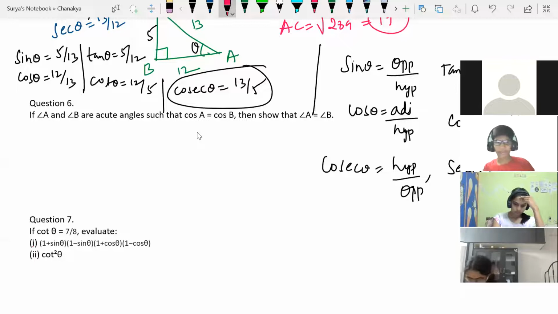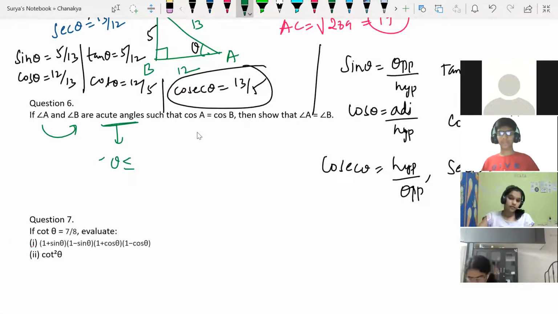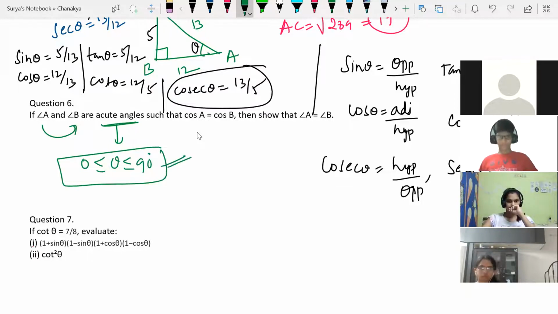Done, sir. Chalo, look at this. A and B are acute angles. Acute angle means what? Theta is supposed to be less than 90 degrees. I mean, theta can lie between 0 to 90 degrees. That is my acute angle. Such that cos A is equal to cos B. Show that A is equal to B. How can we prove that?